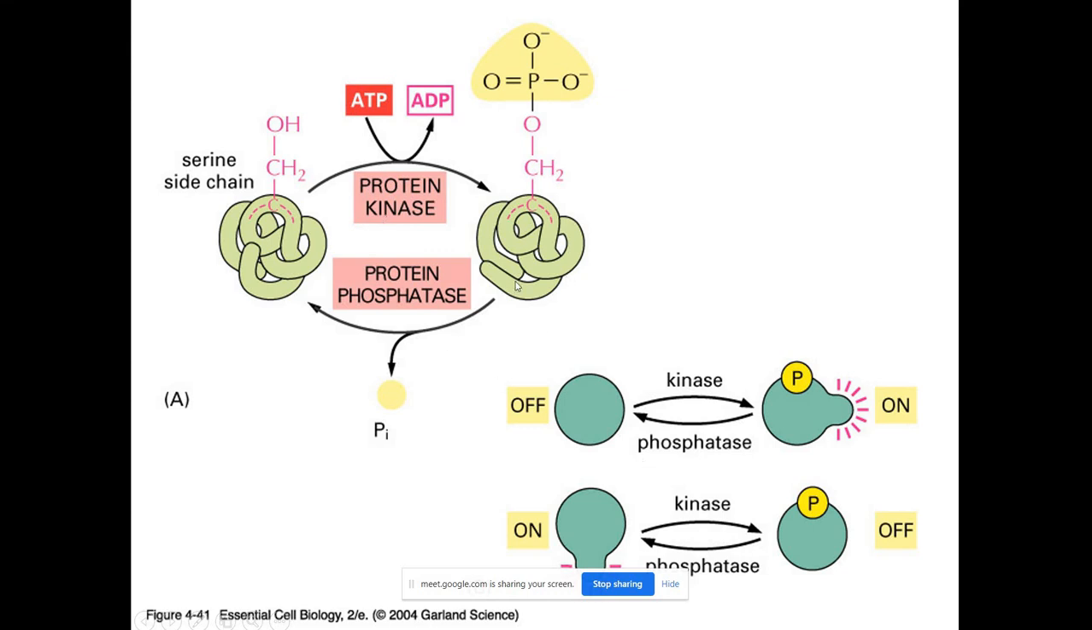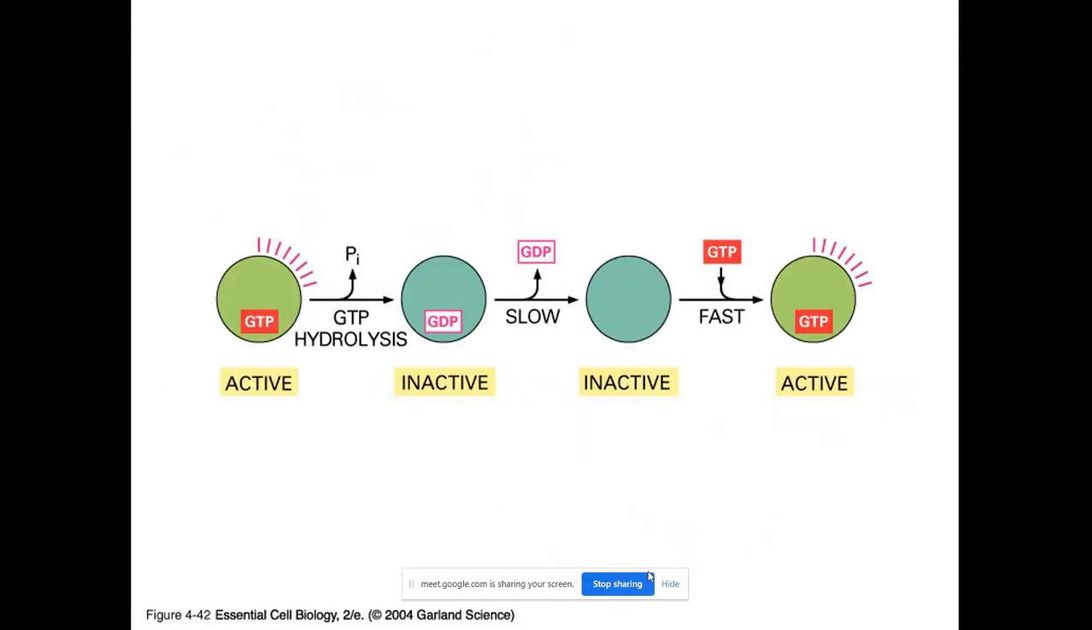Actually, phosphorylation is a reaction that makes the active protein. Kinase makes the protein active. Using the kinase the protein becomes active, and using the phosphatase the protein becomes inactive. In the bottom figure you can see the active and inactive form.